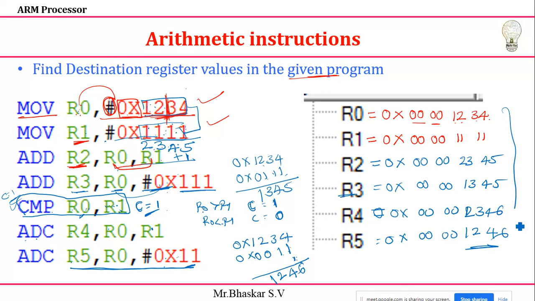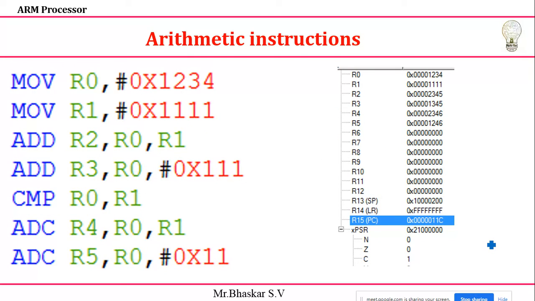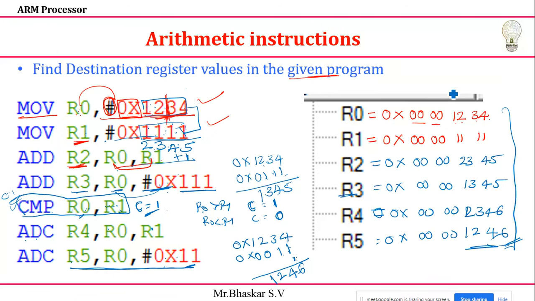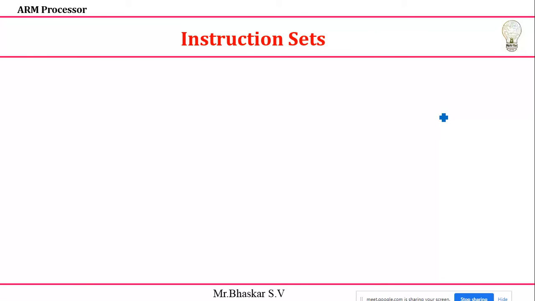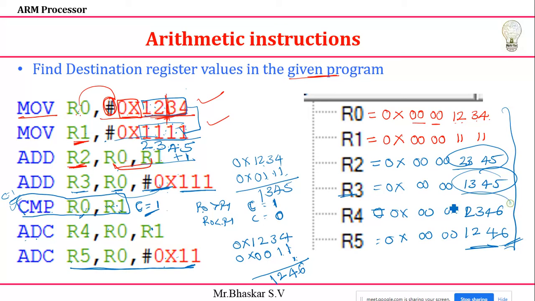Clear about this one? How are we getting these values? See, first I have taken 1, 2, 3, 4 and 1, 1, 1. They appear in the R0 and R1 registers. In R2 register, I am getting 2, 3, 4, 5. Next 1, 3, 4, 5. Next 2, 3, 4, 6 and 1, 2, 4, 6. Clear?